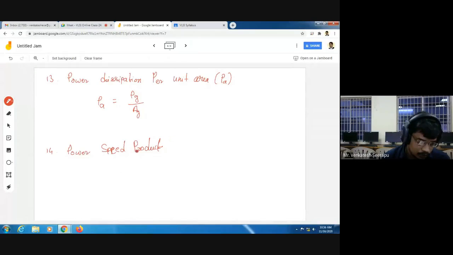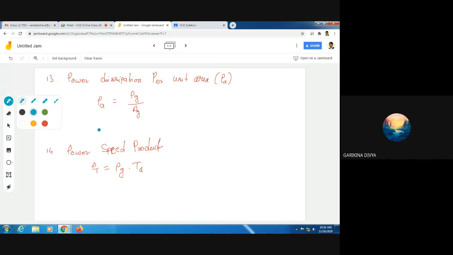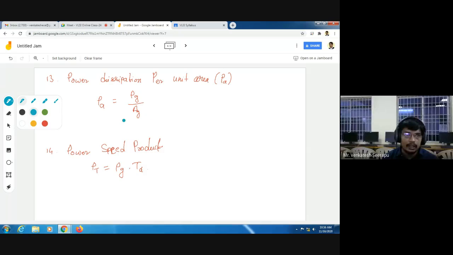Power speed product. Let us take it as PT, which is equal to PG into delay TD. What is the power dissipation per unit area scaling? Alpha square by beta square. Next, find PT also.